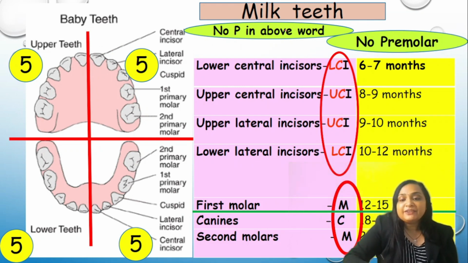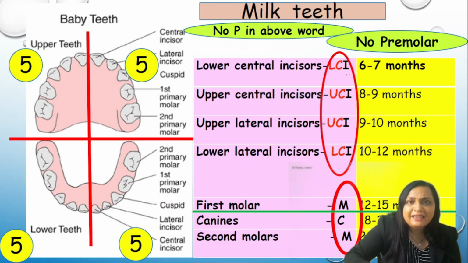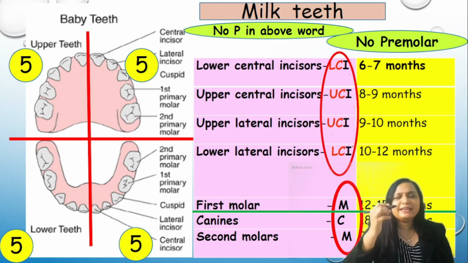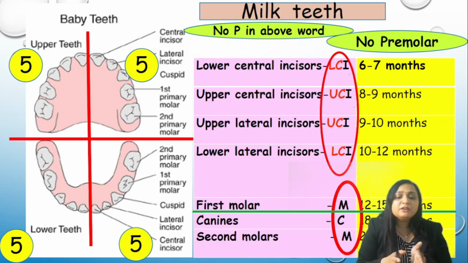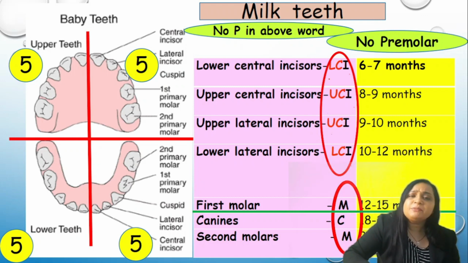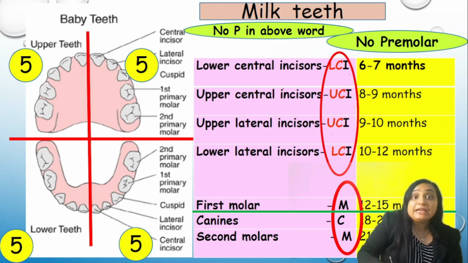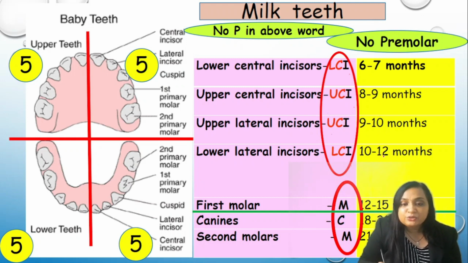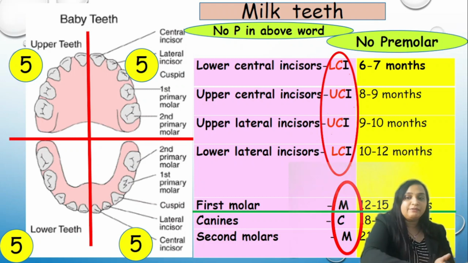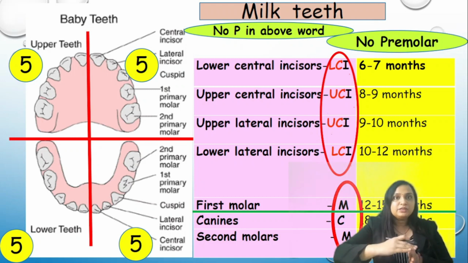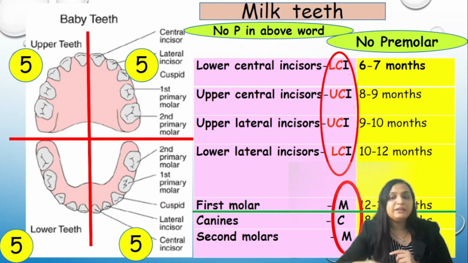Now we have to again remember. For that you have to remember LCI, UCI, UCI, LCI. Arrange in a sequence like LCI, UCI, UCI, LCI. The last 2 things are same, in between the middle 2 things are same. So LCI 6 to 7 months, then you just keep on adding 1 month. LCI 6 to 7, UCI 8 to 9, UCI 9 to 10 and LCI 10 to 12 months. Lower, upper, upper, lower.